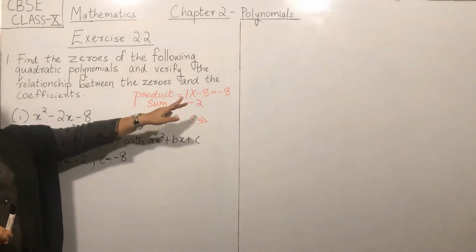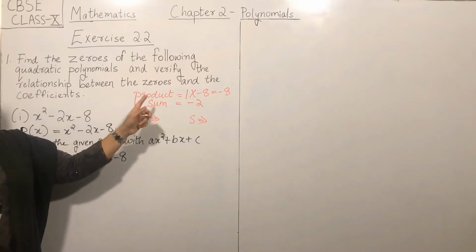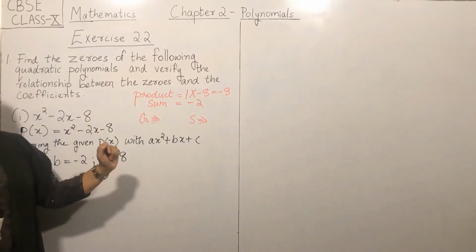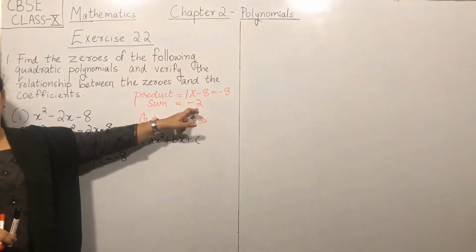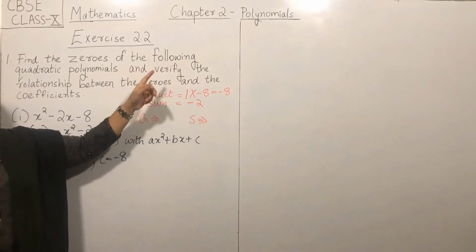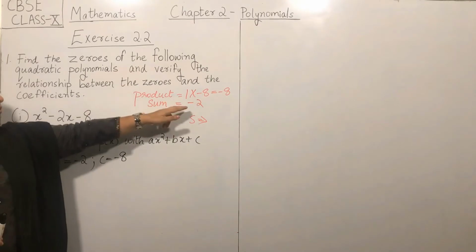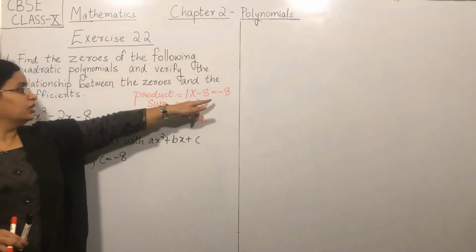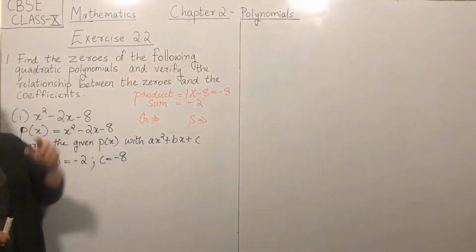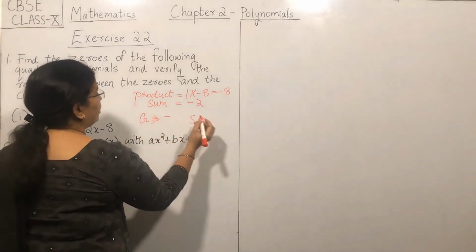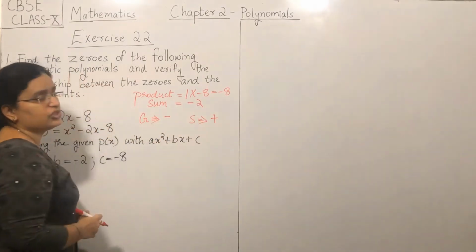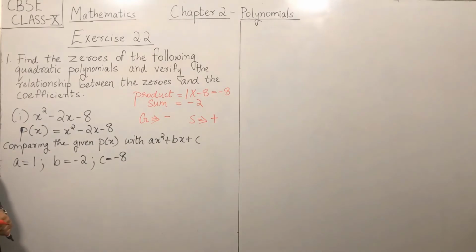Here the product is negative, which means one number will be negative and the other number will be positive, and the sum is minus 2. That means either the greater number will be negative or both numbers should be negative. But here both numbers cannot be negative because the product is negative. So the greater number will have minus sign and the smaller number will have plus sign. Okay. Now we need to find the numbers.